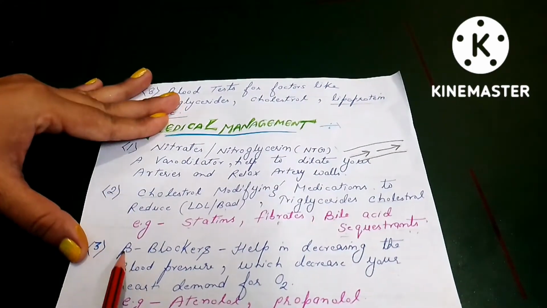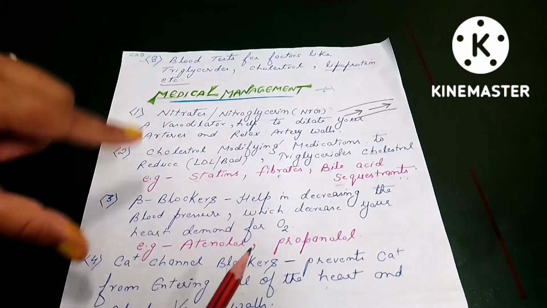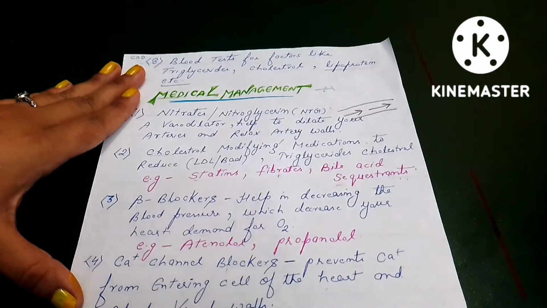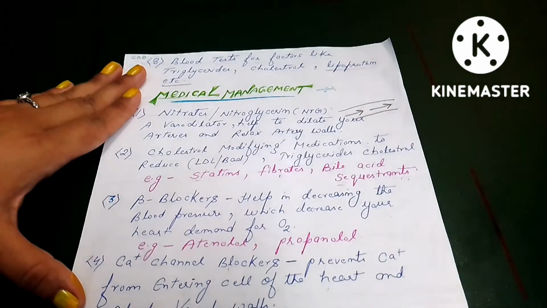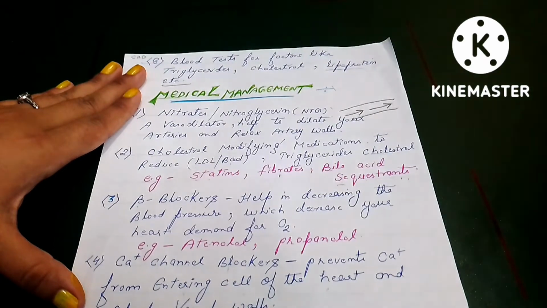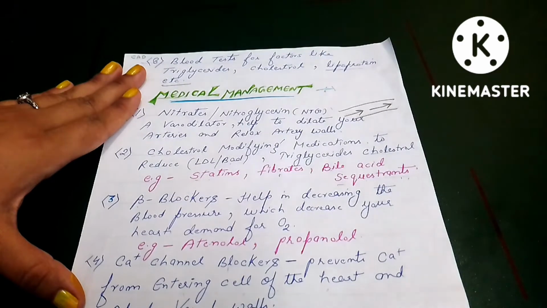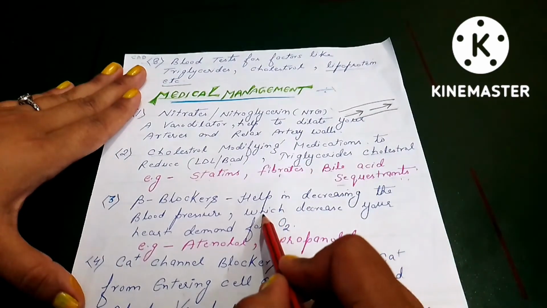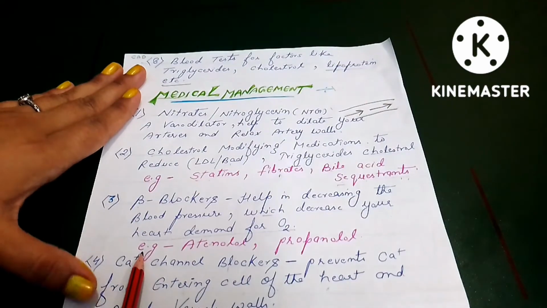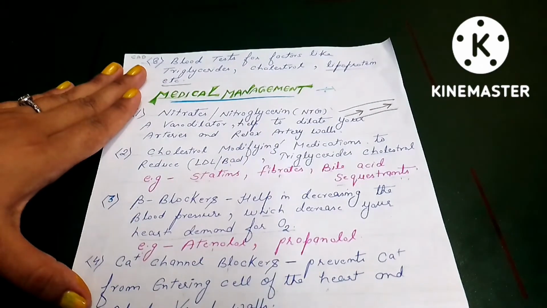The next drugs are beta blockers. Okay, as the name says, blocking means these drugs are blocking our adrenaline hormone, or we can call it epinephrine hormone, because adrenaline and epinephrine increase the heart rate and increase the blood pressure. So these drugs will block our hormones, mainly adrenaline and epinephrine. Okay, so blood pressure will decrease and the demand of oxygen supply to the heart will decrease. In this we can give drugs like atenolol and propranolol.